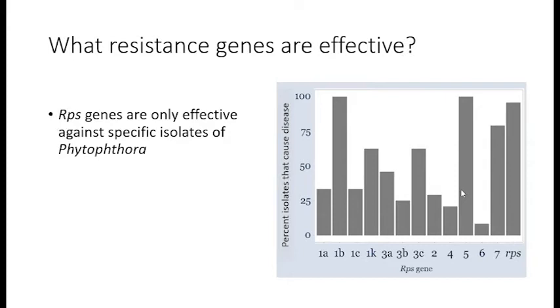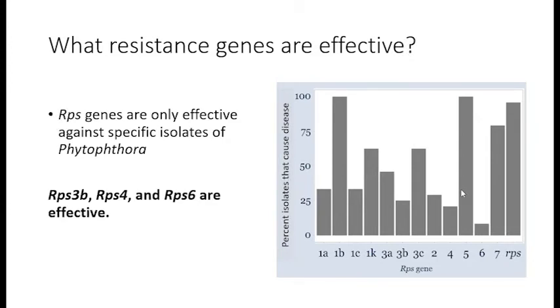So with those same samples that we've been collecting from Illinois, we've been testing them to see if they are able to overcome which RPS genes, right? And this is what I'm showing here, just the percentage of isolates collected in the state that are able to cause disease. And every single one of them, for example, is able to overcome the RPS1B gene, right? So don't use that one for sure.